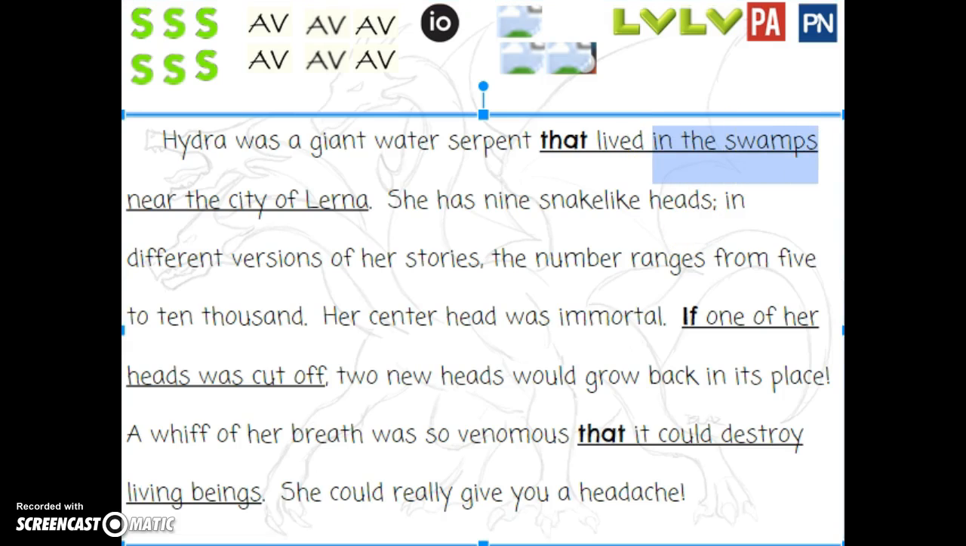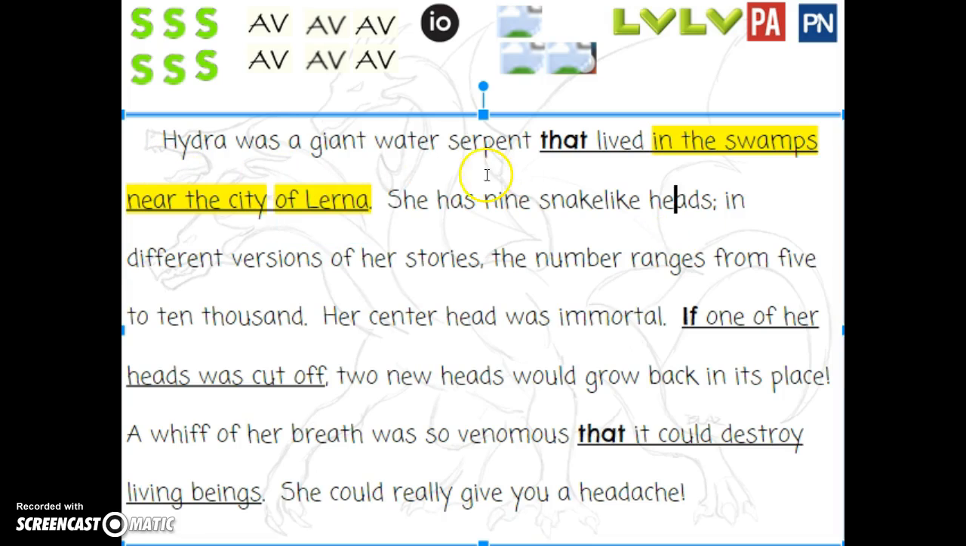I see in the swamps is one. And then I see another one. Near is a preposition. So the prepositional phrase is near the city. And then a third one, of Lerna.